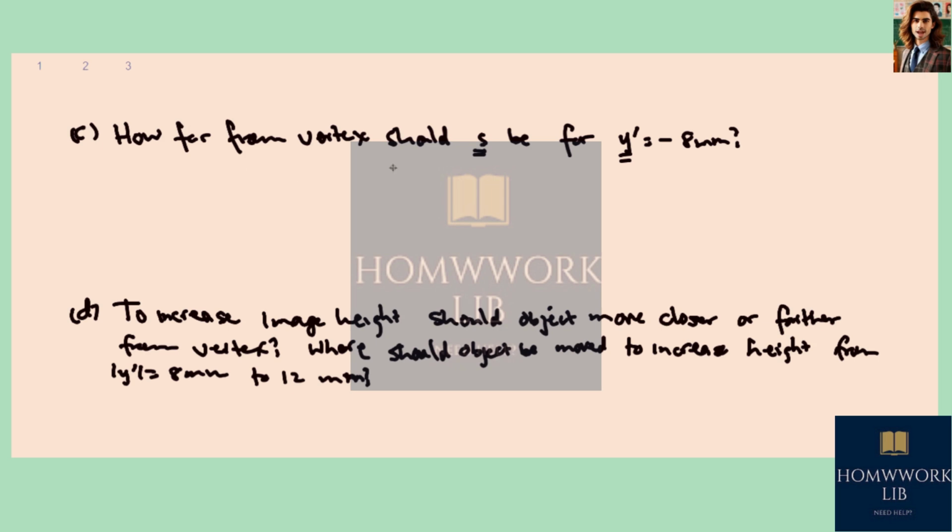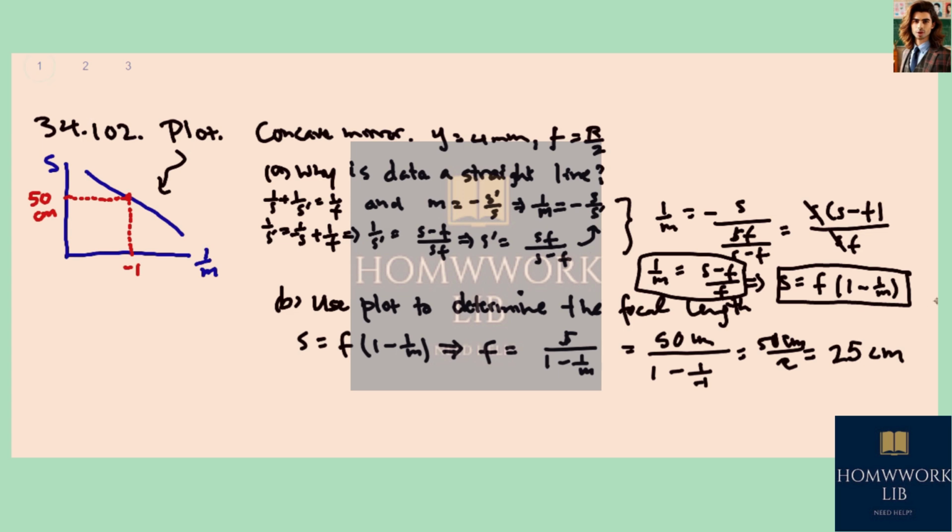We were given that the object height y is 4 millimeters, right? And what we'll do in this case, we're going to write that m is y prime over y, and we know the image is inverted, so we have minus 8 millimeters divided by 4 millimeters, and this corresponds to a magnification of minus 2. And I want to find s, so I can use this formula right here, which we derived.